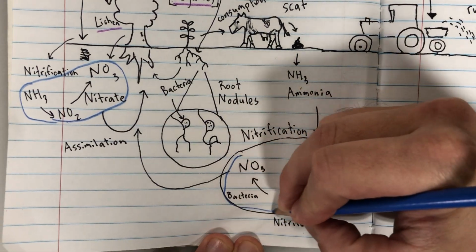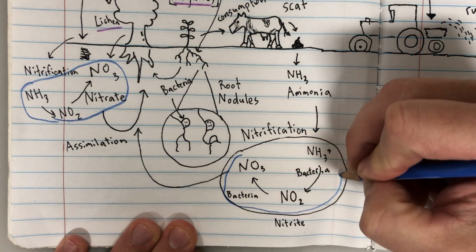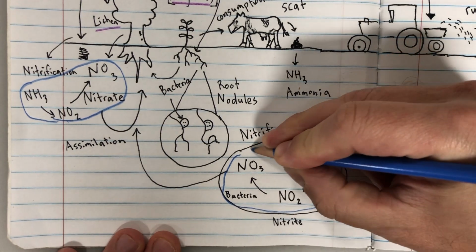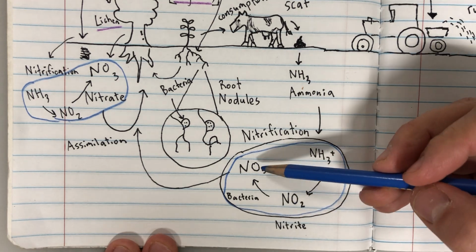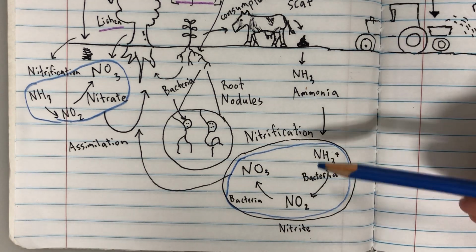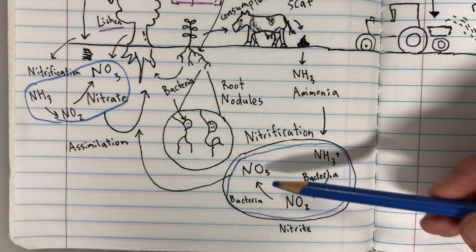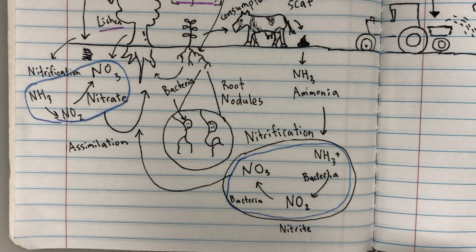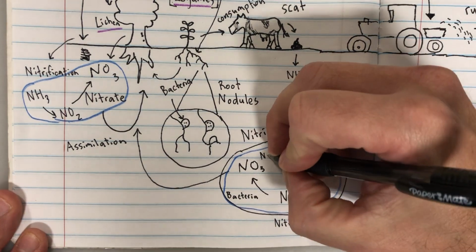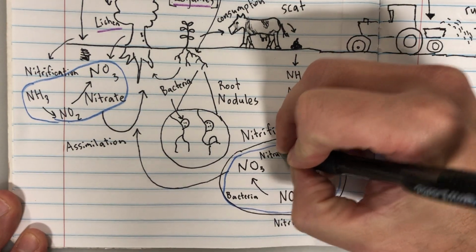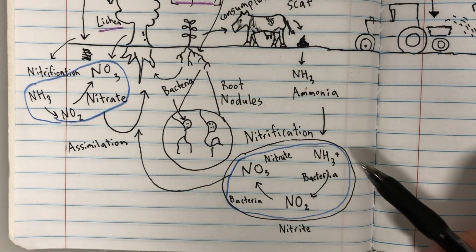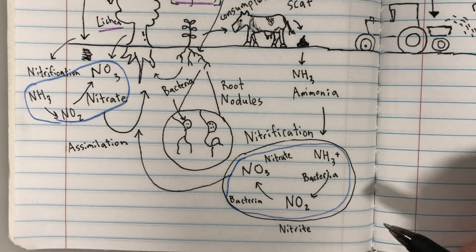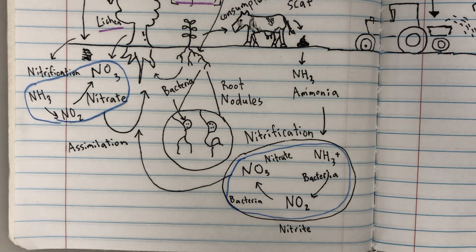And you really need to memorize this. It's something you can practice over and over again, saying NH3 becomes NO2, becomes NO3, or ammonia becomes nitrite, which becomes nitrate. So each one of these, again, the chemical name is nitrate for NO3, nitrite is NO2, and ammonia is NH3 plus here.